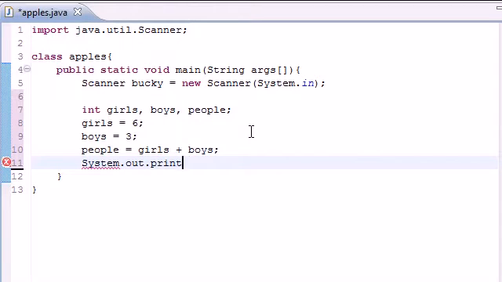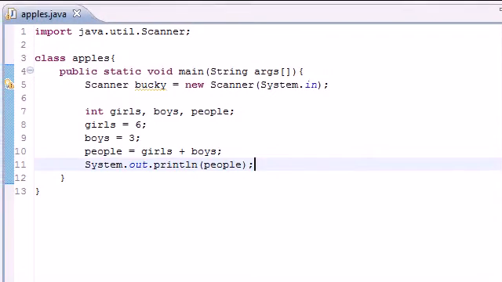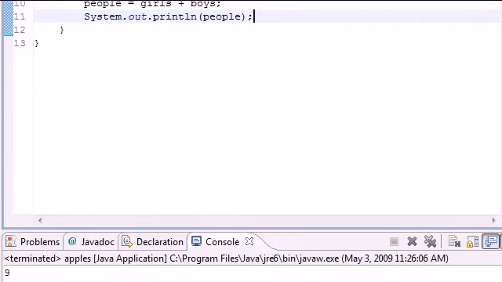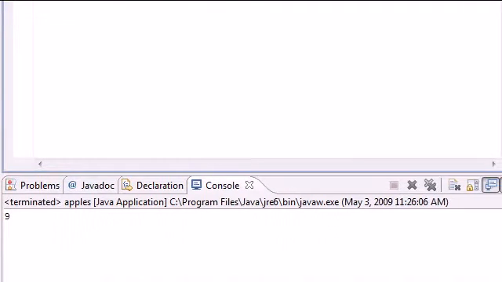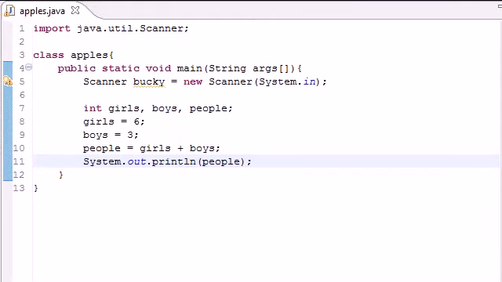So we put system.out.println, and in our parameter, go ahead and put people. And now if we run this, we get 9, since 6 plus 3 is 9. And so that is how you can use addition with Java.